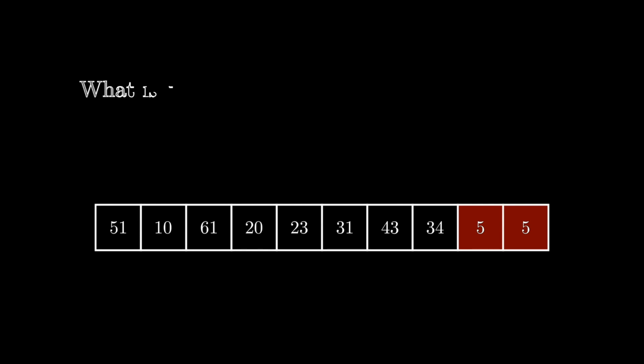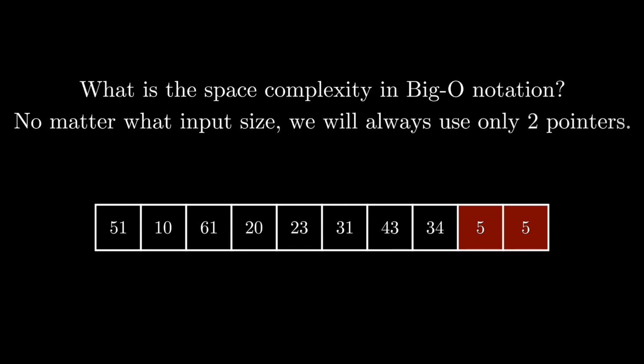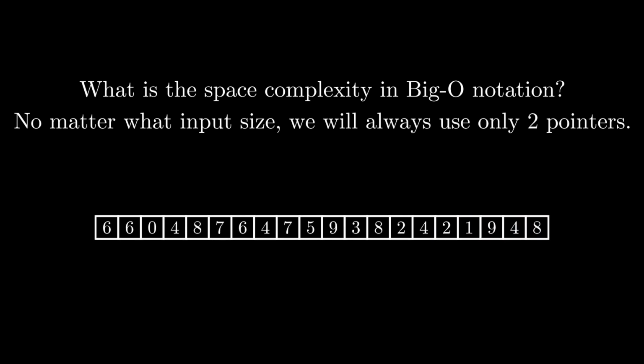Next, let's look at the space complexity. Remember, the extra space we're using is for P1 and P2. This extra space will not change in size based on the input array size. That is, no matter what the size of the input array is, we will always just use P1 and P2.